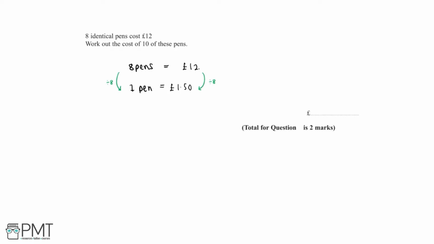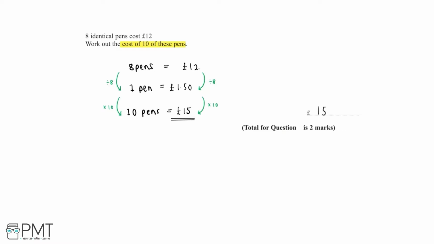Now that we've found the cost of 1 pen, we can use this value in order to find out the cost of 10 of these pens. To get from 1 pen to 10 pens, we want to multiply both sides by 10. And so £1.50 multiplied by 10 is equal to £15. And so we've now found that the cost of 10 of these pens is equal to £15, which we can write down in the space provided.